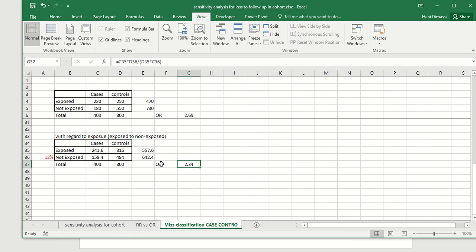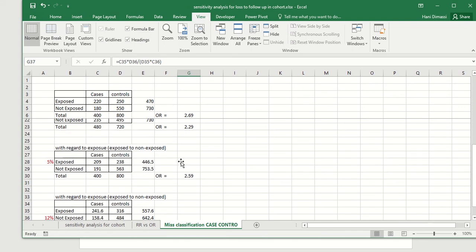So me reporting this odds ratio of 2.34, I'm being conservative in my odds ratio. My odds ratio could be even stronger. So I wouldn't worry too much about changing the interpretation of my findings. My findings will still remain in the same direction. Okay, this is if you find an association, if you get an odds ratio showing an association. Okay.